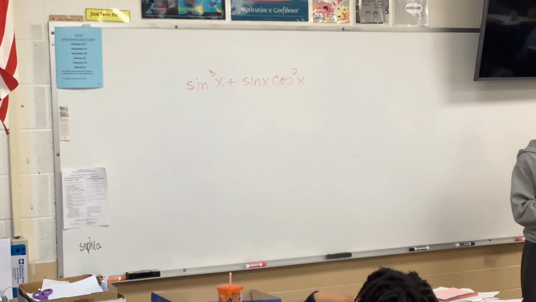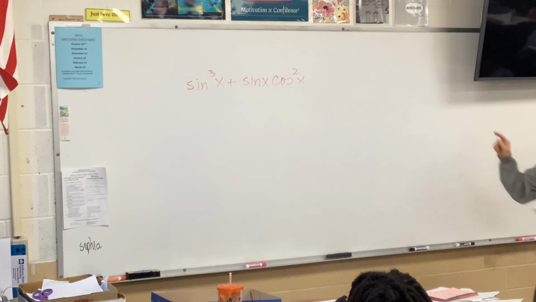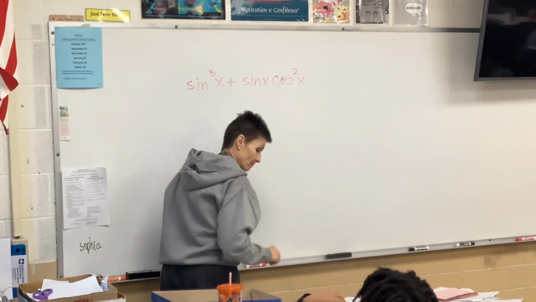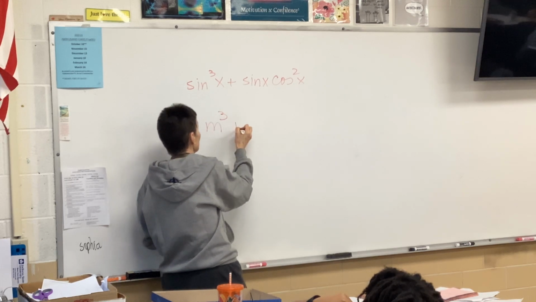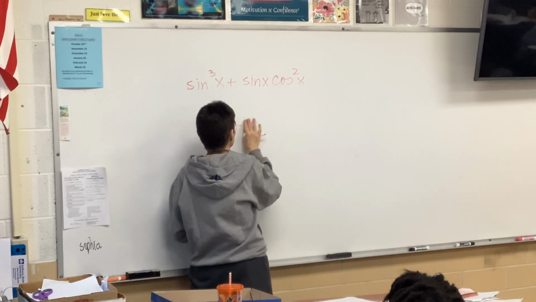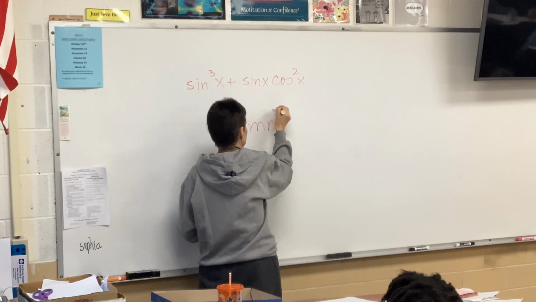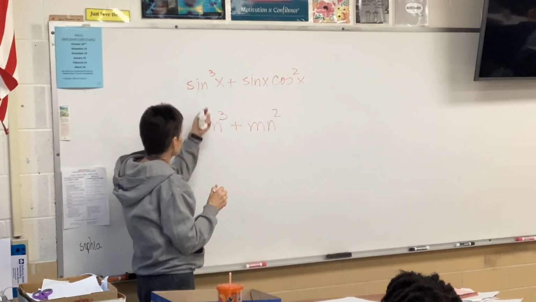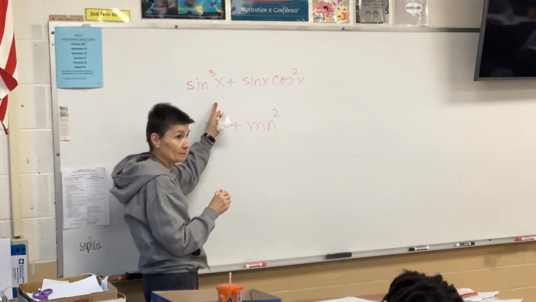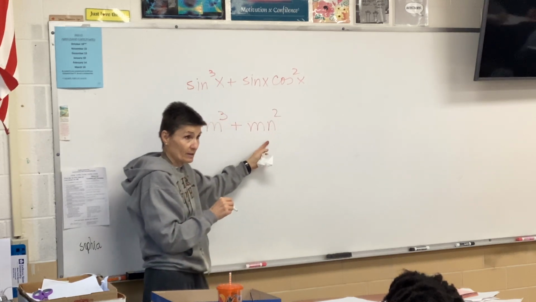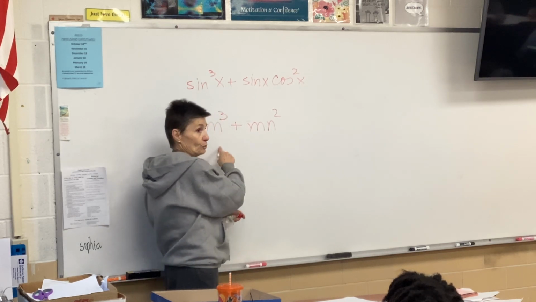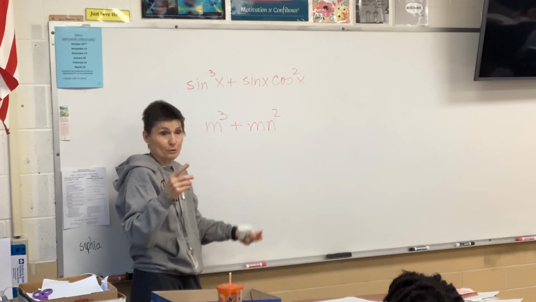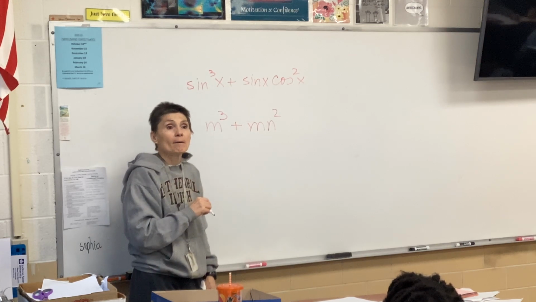Anything you could do? Well, we can't add them. This would be like having, in an algebra class, m cubed plus m squared. Sine is like one variable, and cosine is like another variable. You would never add these, right? They're not like terms. What would you do with something like that? What could you do? Take out an m.